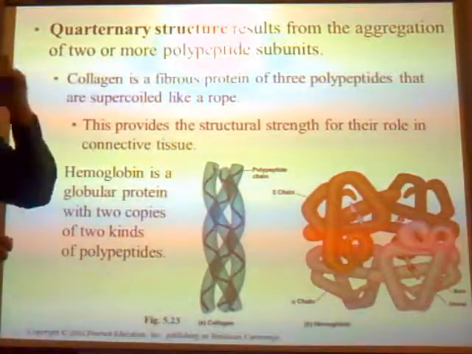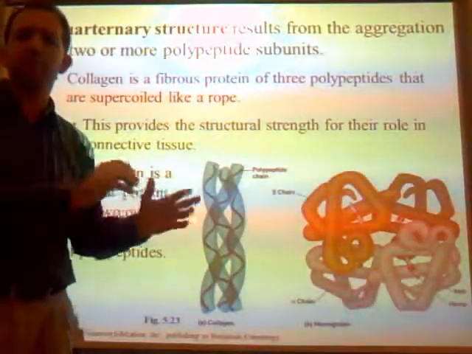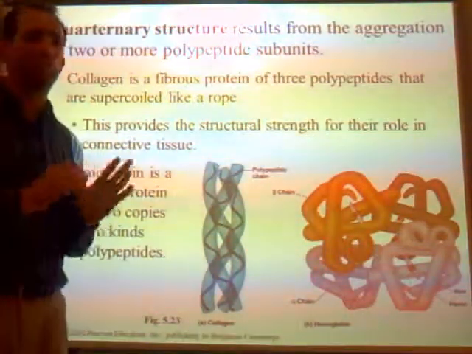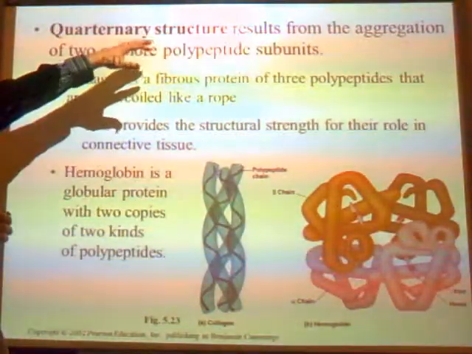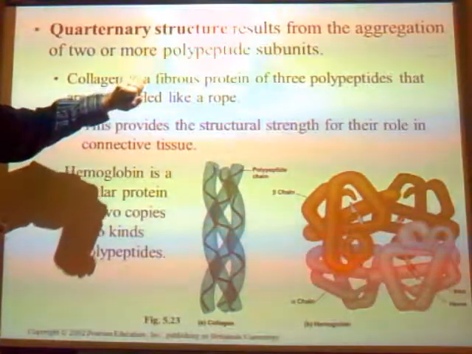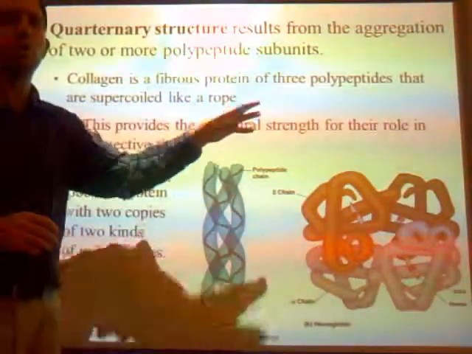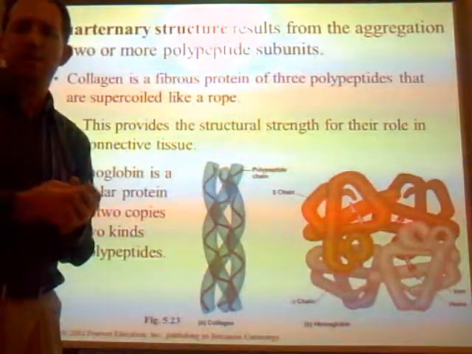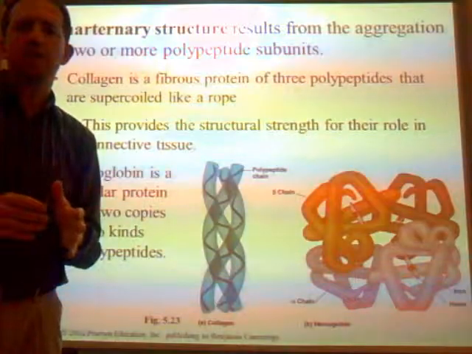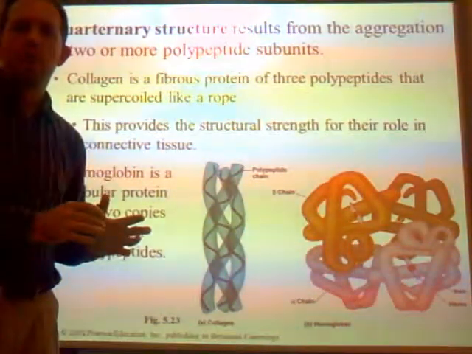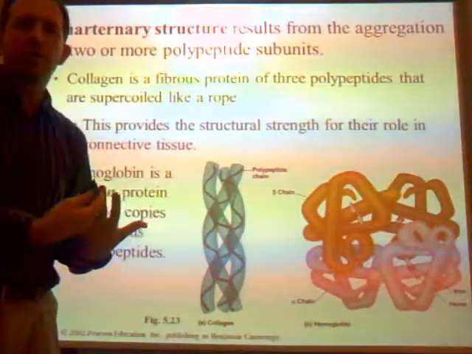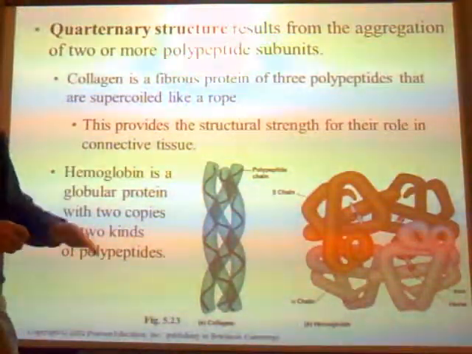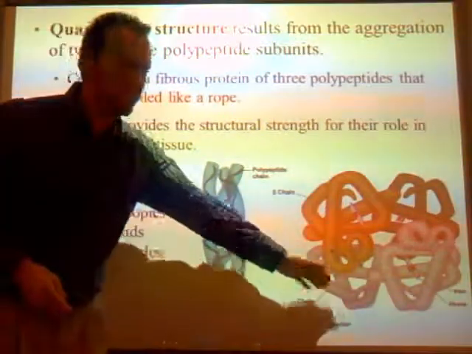The fourth level, if we get to this level, now not every protein is going to reach this level, but sometimes we get to this level. And what we find here, the quaternary level of structure, is going to be when we take two or more polypeptide subunits and we put them together. What we're saying here is, by themselves, they're not going to be proteins. But when you put them together, they make a very complex protein. Two examples are collagen and hemoglobin.